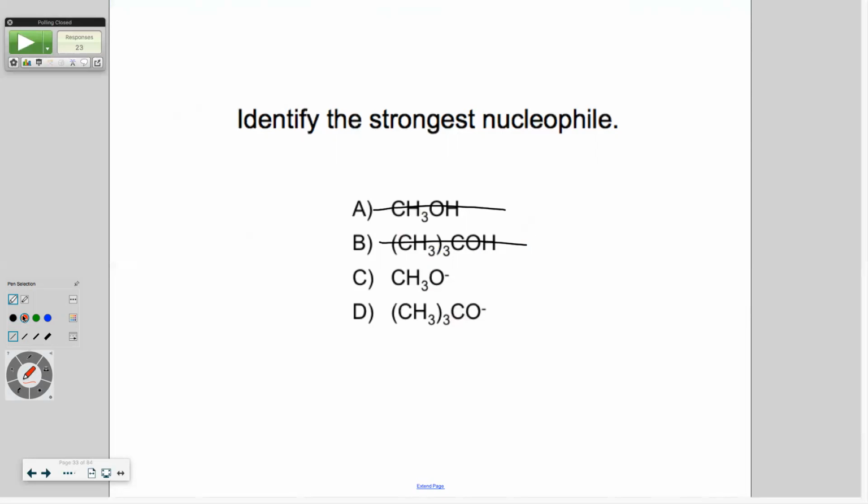All right, so what's different between those two? They're both O minus, so that isn't a factor yet. So what's different about them? This one is a methyl, and what's this one? Tert-butyl. Okay, which one do you think is bigger? The tert-butyl's bigger. So when it wants to get into that carbon that has the leaving group on it, it's going to have a harder time because it is bigger.